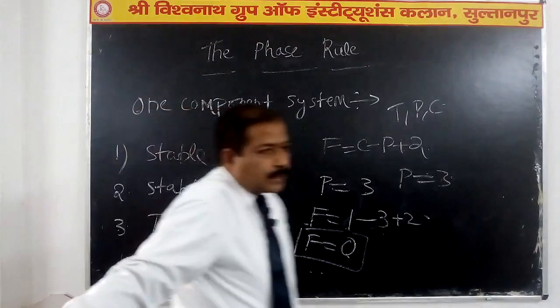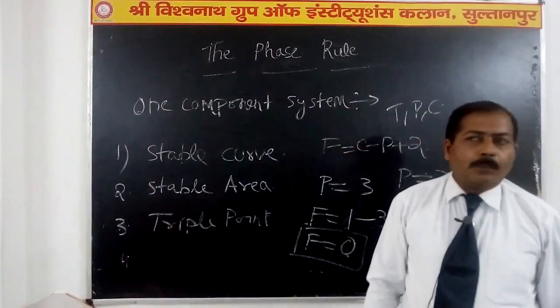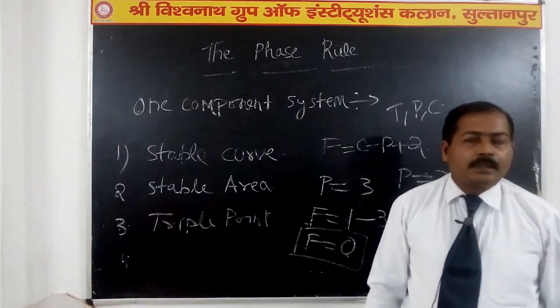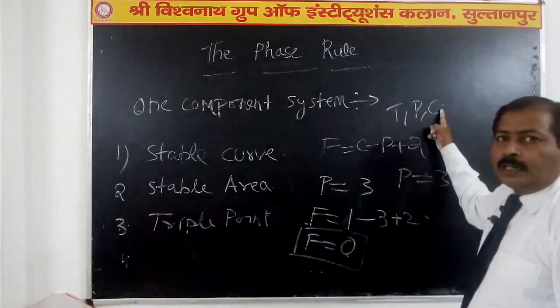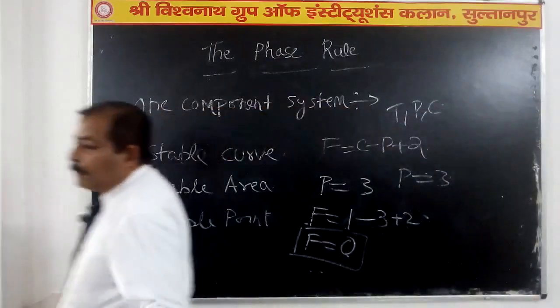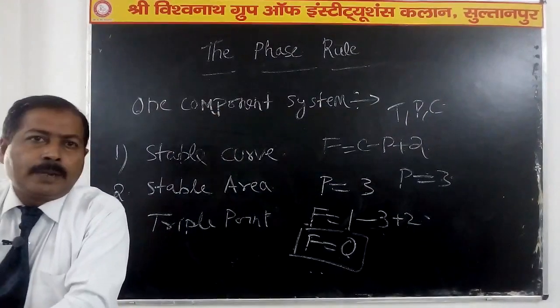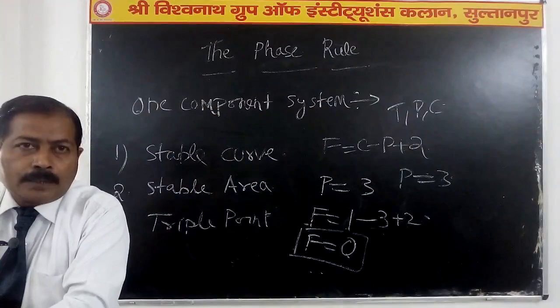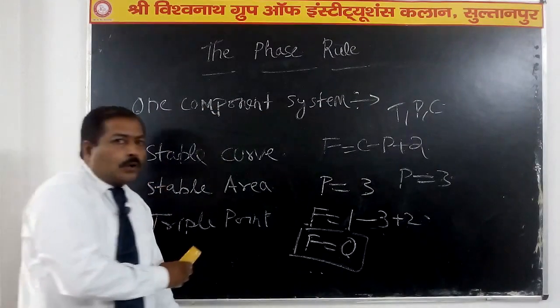It means that for describing the phase behavior at the triple point, no variable factor, that is temperature, pressure or concentration, is required. Or simply we can say the point is independent of the temperature variable, pressure variable and concentration variable. Hope the topic is clear to all of you.